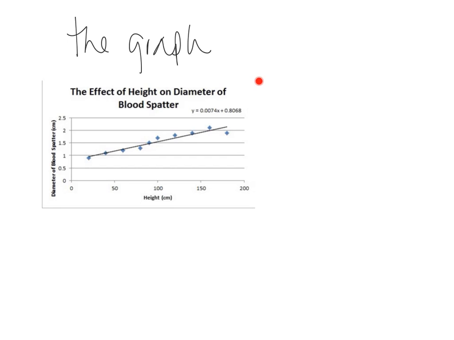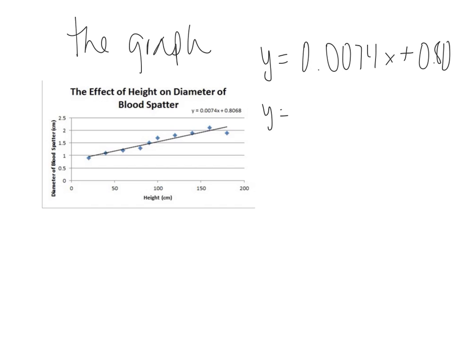The key thing we want to grab off of this graph is this equation. So if I move it over here bigger, we have y equals 0.0074x plus 0.08. Okay, on this, just so you know what everything comes from. The y relates directly to the y on our graph. So if we look at our graph, our y-axis is the diameter. So y means diameter.